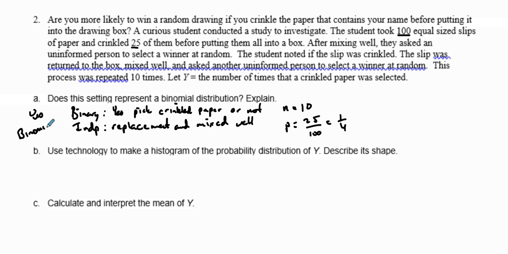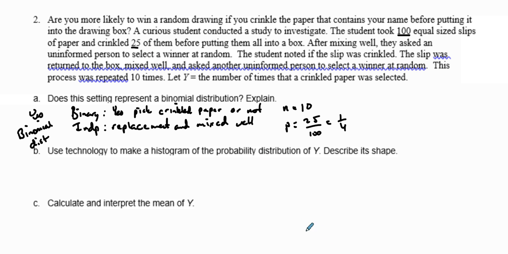Both, I guess. All right. So we're going to use technology to make a histogram of the probability distribution of y, and then we're going to describe its shape. In doing this, we're going to figure out what these different values are going to be and distribute this.